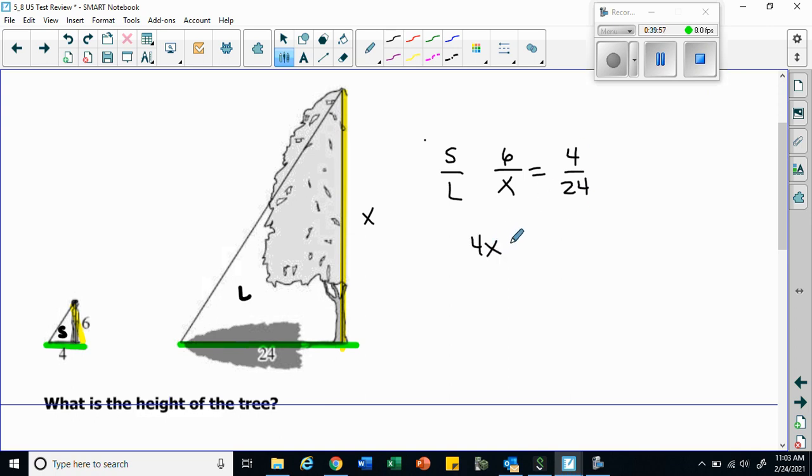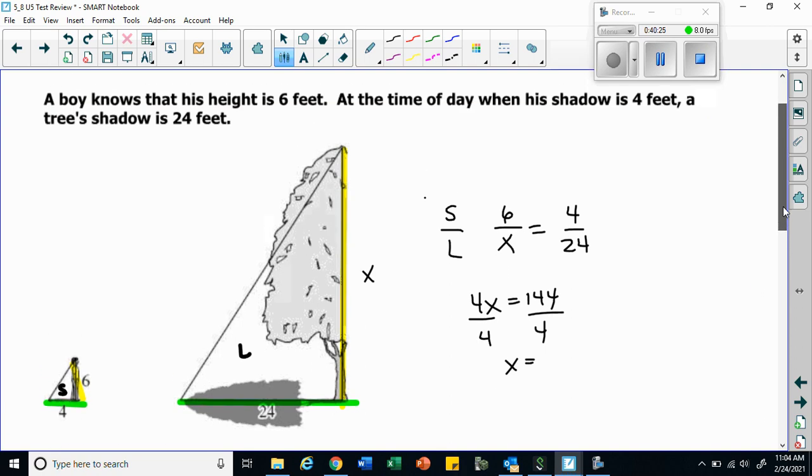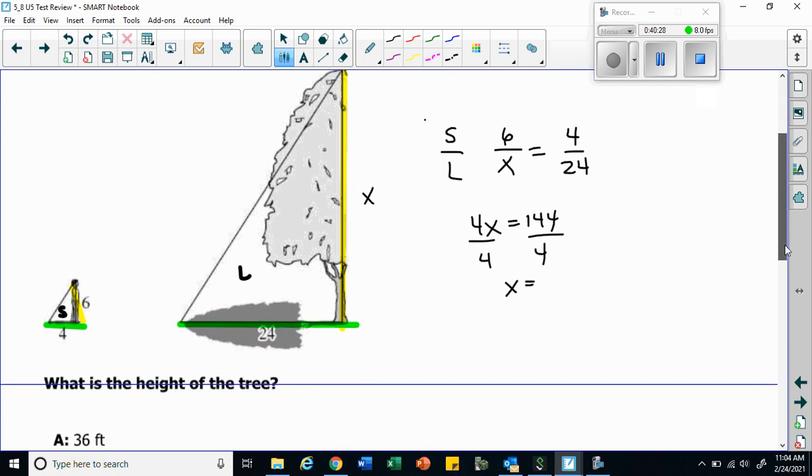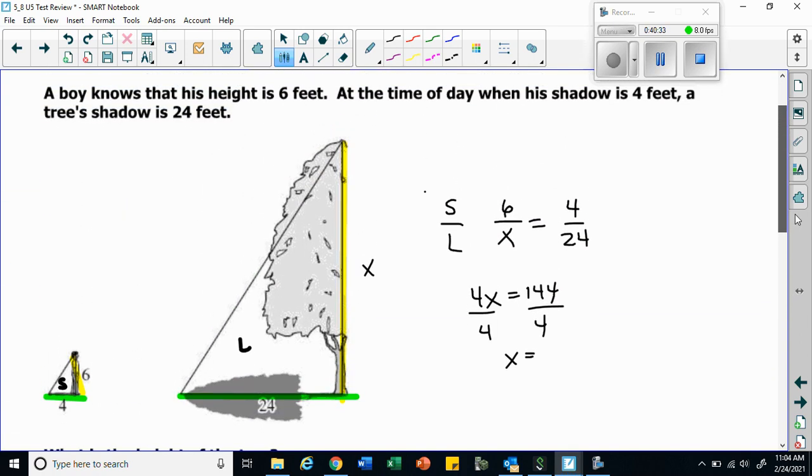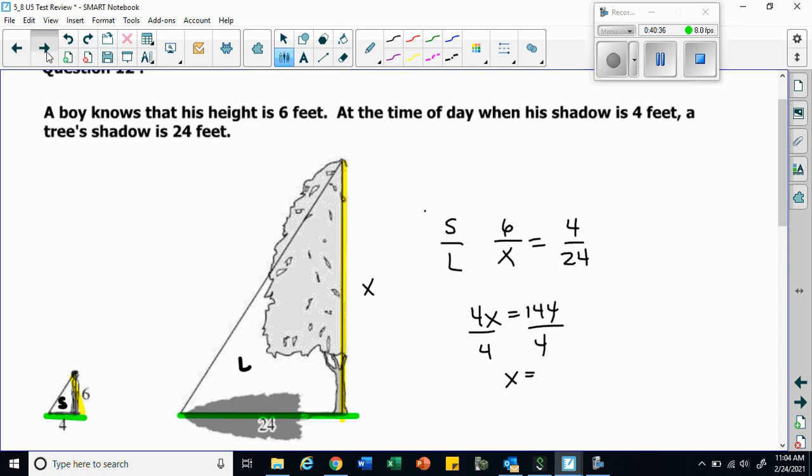We're going to cross multiply. 4x equals 6 times 24. And so that's going to be 144. And we're going to divide each side by 4. All right. This is number 12. There you go. So do the math. Here, get your answer for that.